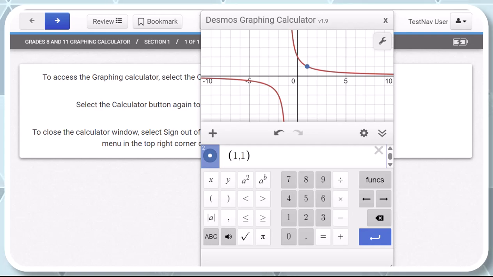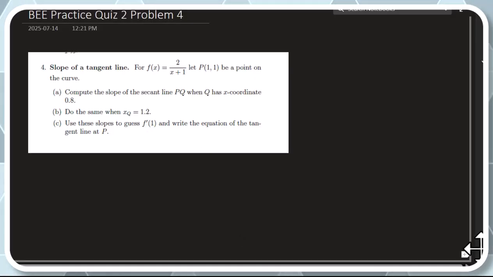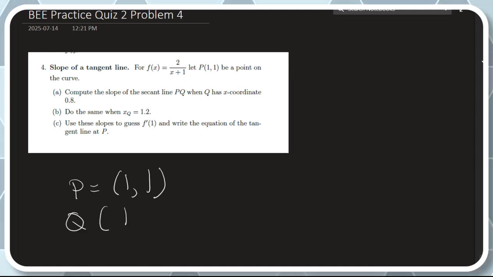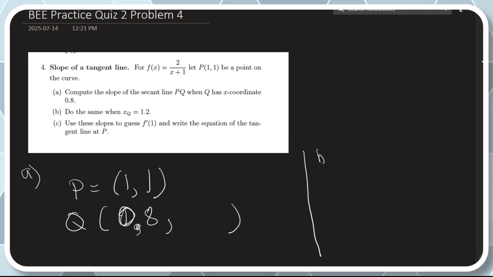Alright, so we know P is (1, 1). And then Q, the first time through, is going to be 0.8. We don't know the y value yet. That's part A. Part B, P is still (1, 1), and Q is going to be 1.2. Now to find the y value, you always plug into the function. The function gives you the y value.